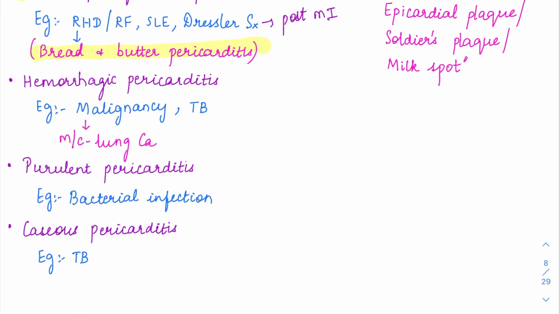Moving on to the next type of pericarditis, which is hemorrhagic pericarditis. As the name suggests, here blood is going to be accumulated in the pericardium. The common causes of hemorrhagic pericarditis will be any kind of malignancy or even tuberculosis. So, what are the most common malignancies which can result in hemorrhagic pericarditis? Most commonly, it will be lung cancer.